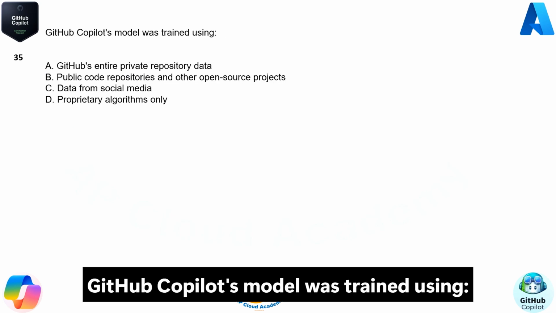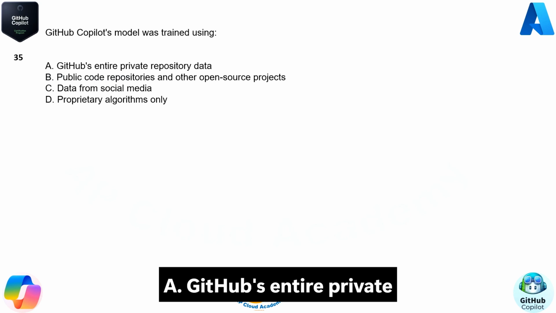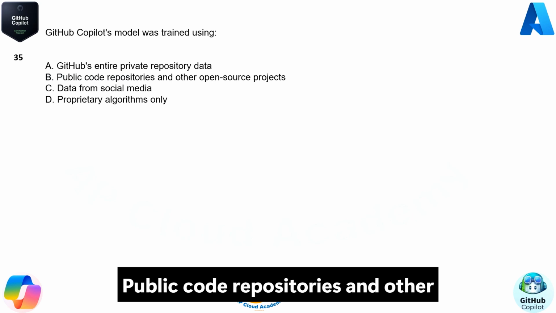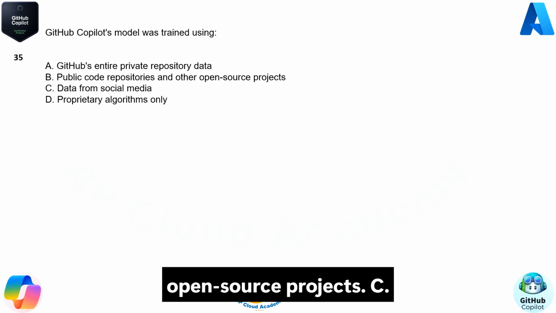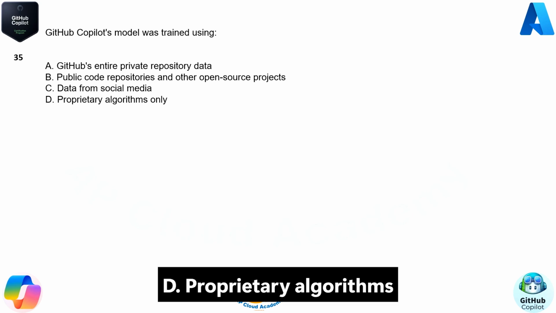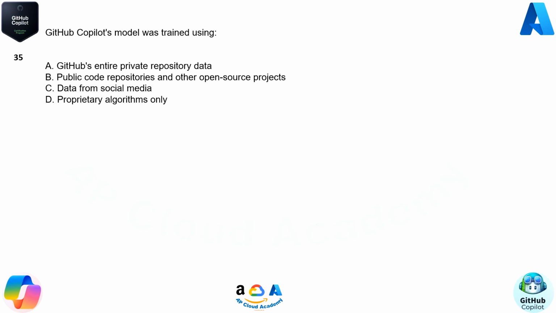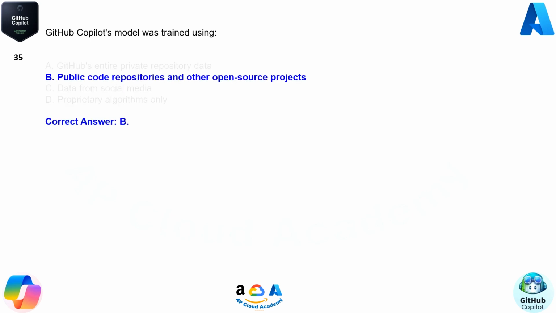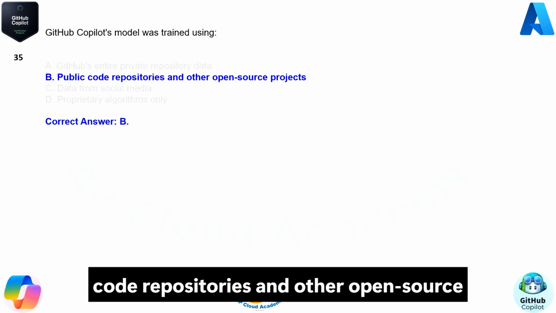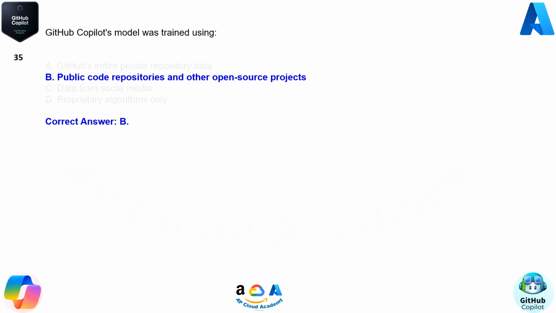GitHub Copilot's model was trained using A. GitHub's entire private repository data. B. Public code repositories and other open source projects. C. Data from social media. D. Proprietary algorithms only. Correct answer, B. Public code repositories and other open source projects.